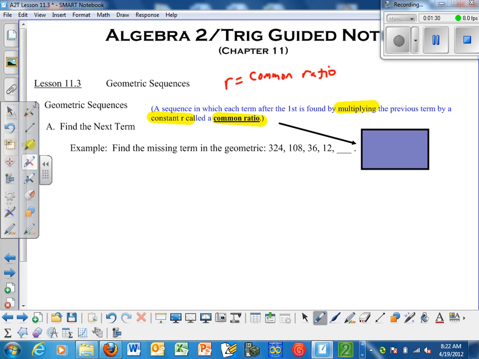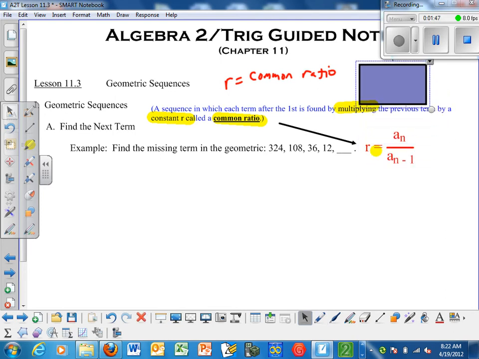Now, that sometimes could be a fraction. If it's actually a decreasing geometric sequence, then r could be a fraction. We're multiplying by a fraction, which is like dividing. Okay, so let's uncover this for you. Oops, I need to get back to my arrow. So, actually r is found by this.